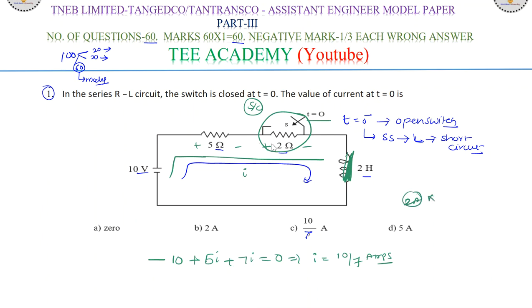Why? Because an inductor will never allow sudden changes in current. Keep this point in mind. At t equal to 0 minus, what is the current? At t equal to 0 plus, the same current will flow. That is the point you should understand here. I'll write this point down.